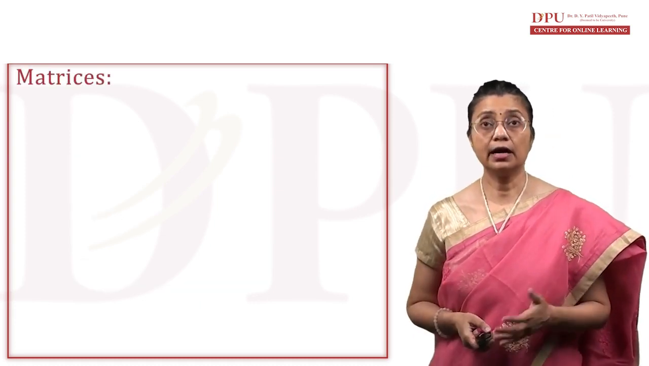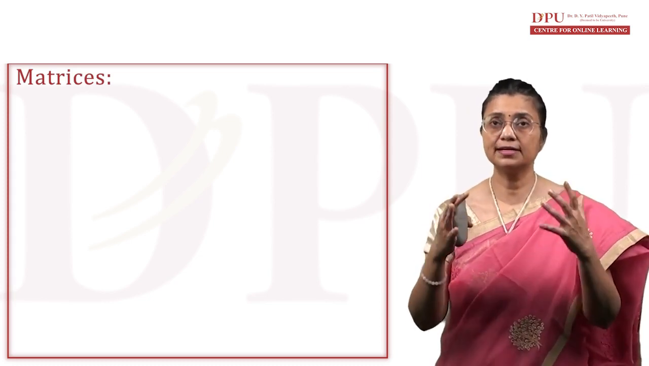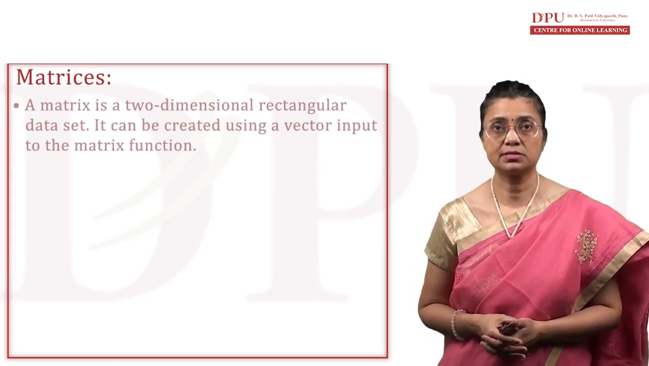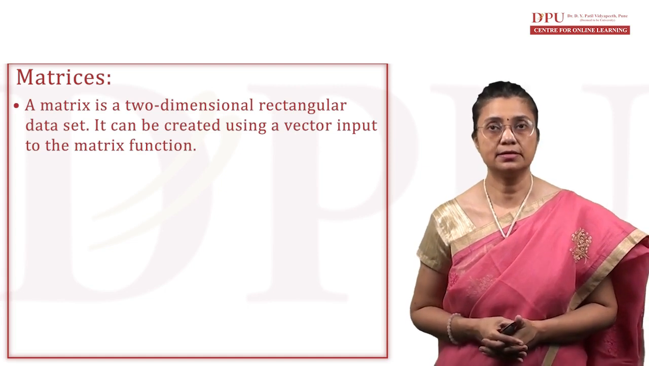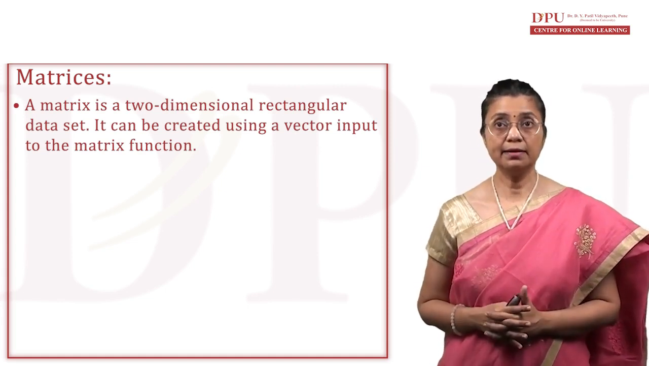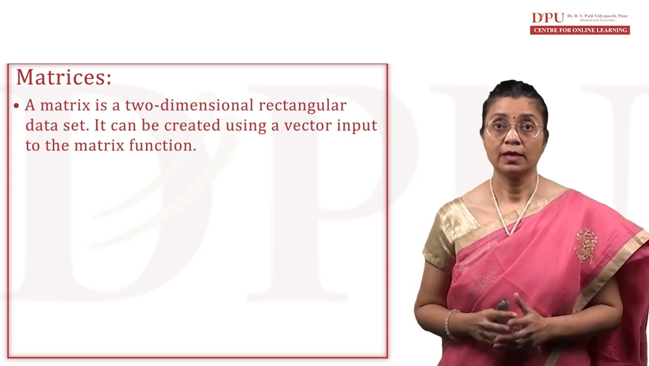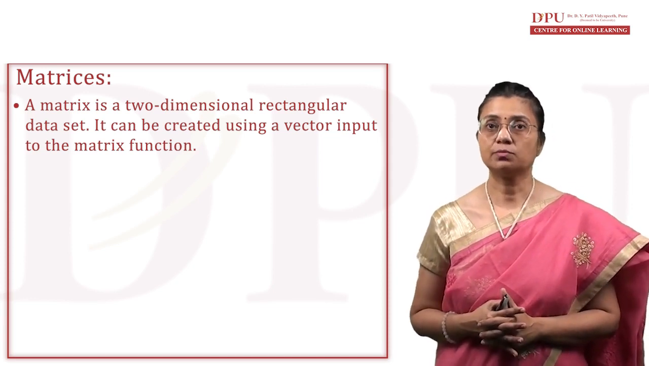Another very interesting R object is matrices. We have a separate lecture on matrices, but here I'm just teaching you the concept of matrices. So a matrix is a two-dimensional rectangular data set, something which is in the form of rows and columns. It can be created using a vector input to the matrix function. So basically, how do I create a matrix?